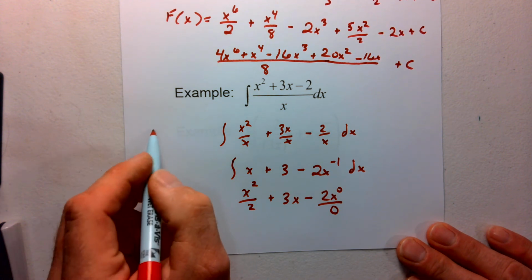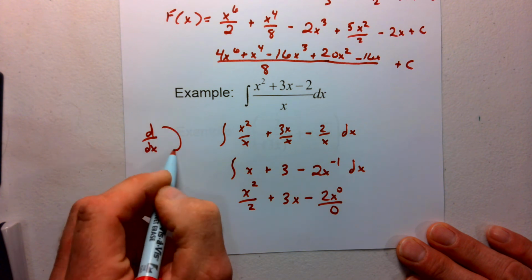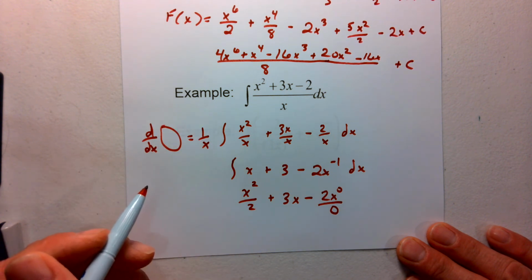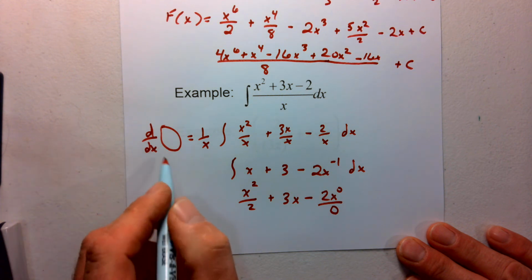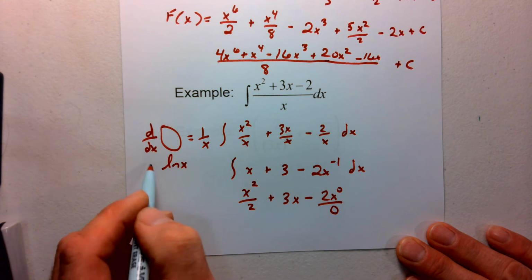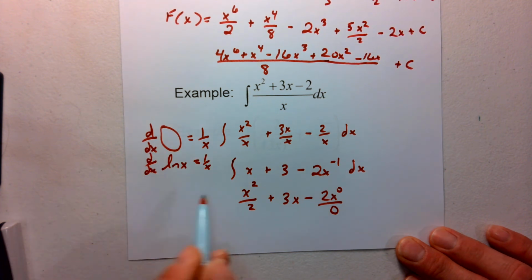Think about what we took the derivative of. What did we take the derivative of that gave us 1 over x? What was that? How about the natural log of x? The derivative of the natural log of x is 1 over x, isn't it?